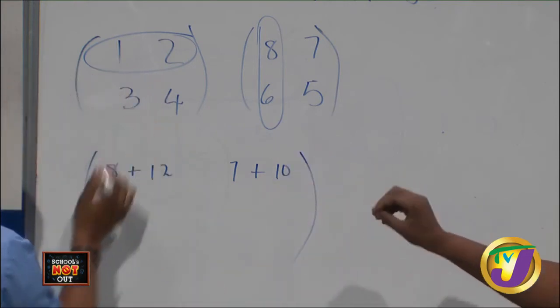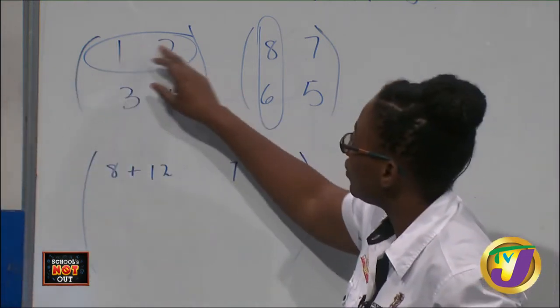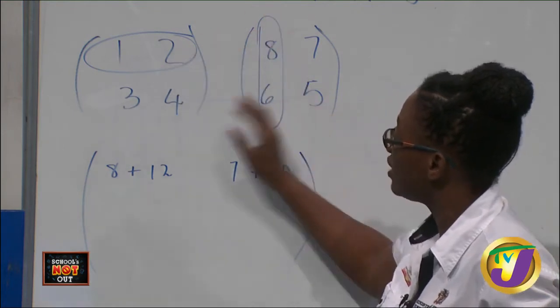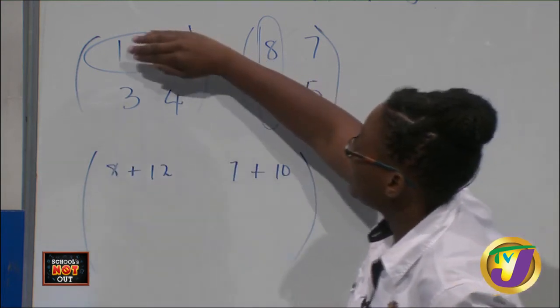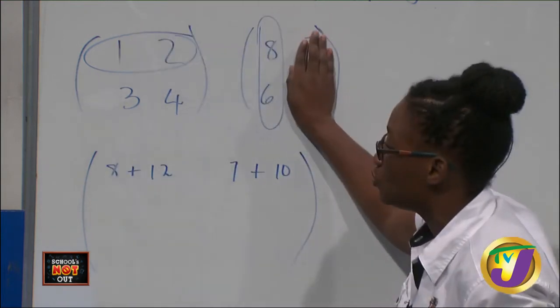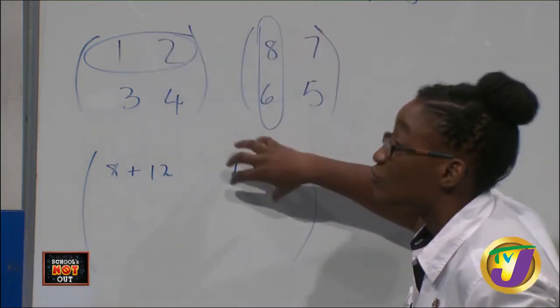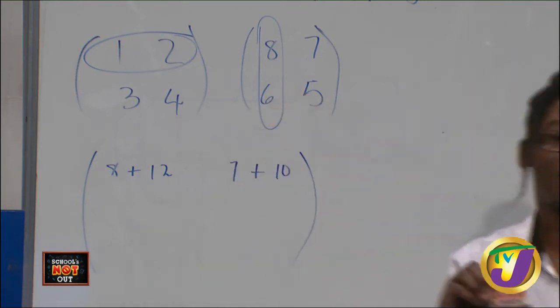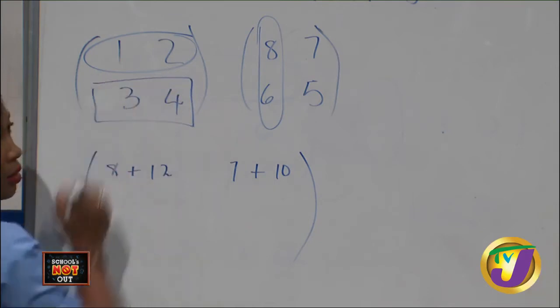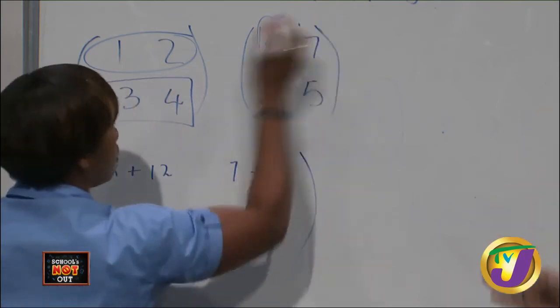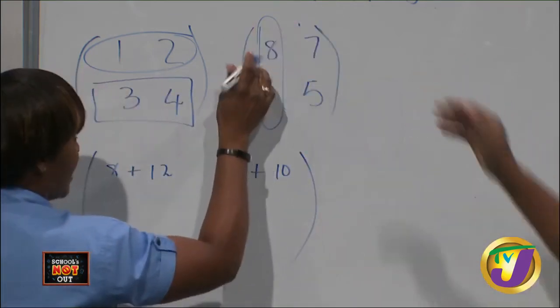Good. Remember we said when we did row 1, column 1, the result goes at row 1, column 1. Now we just did row 1, column 2. The result goes where? Row 1, column 2. Beautiful. So now we're at row 2, and column 1 first.